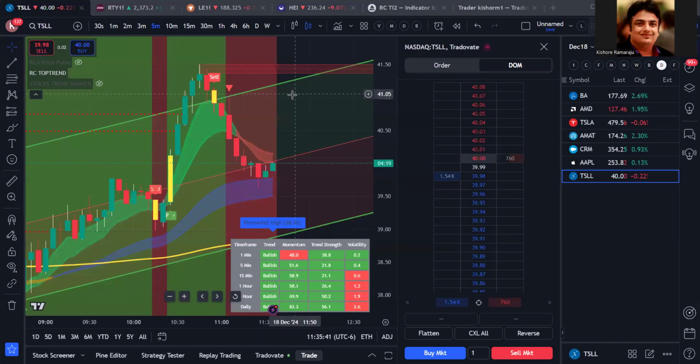So now if I get a buy signal, right? Your trend is completely bullish, your momentum is bullish, your trend strength is good. If I get a buy signal, you can buy the stock, you can buy the calls, you can sell the puts, you can do a bull put spread, you can make profits in different ways because now it can start going all the way to 41.5 one more time.